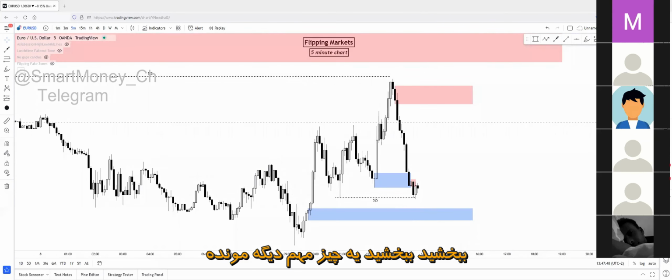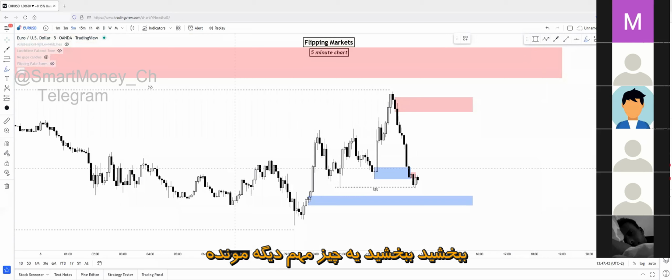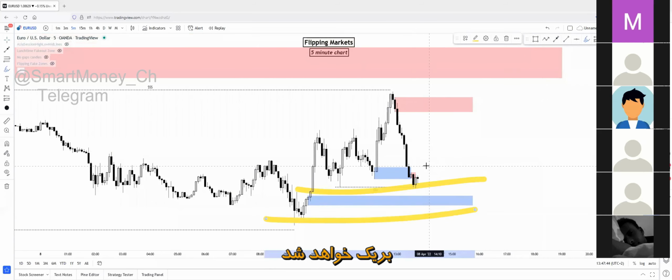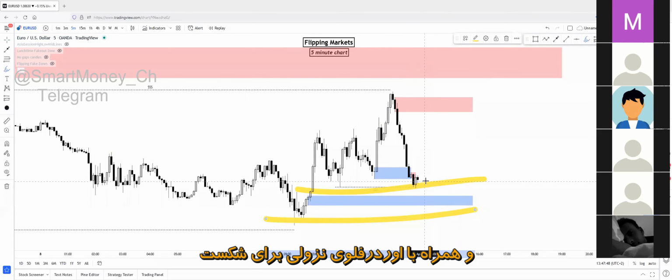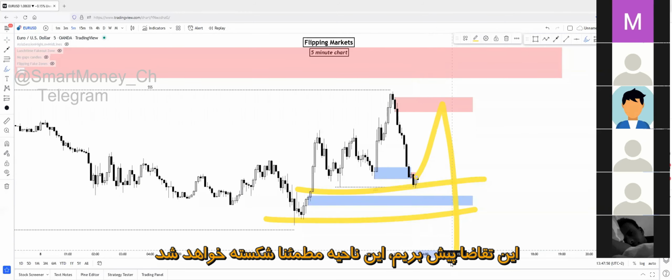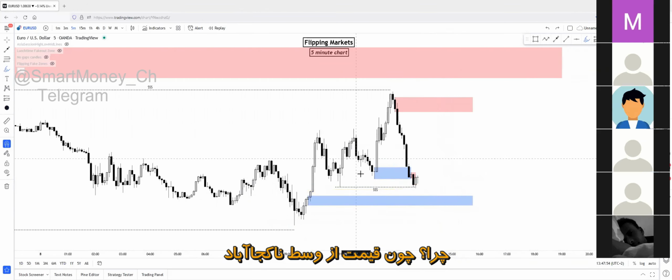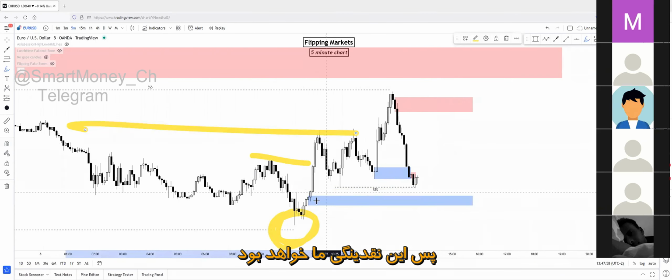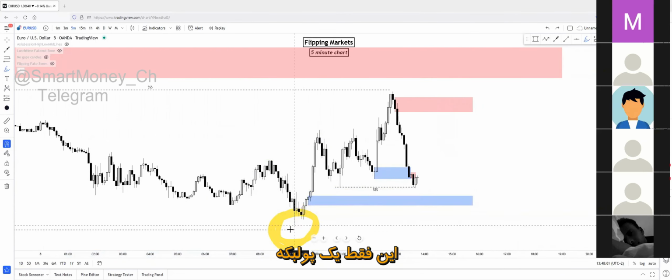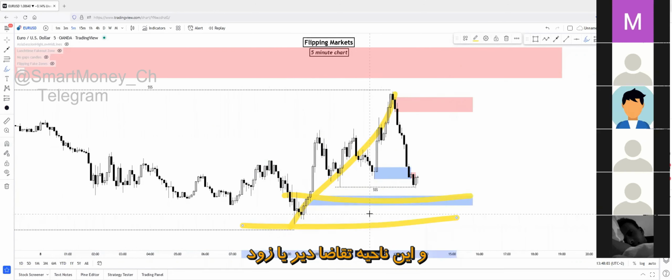And sorry, one more important thing. This zone, this demand level will be broken for sure. We just have to find a good opportunity and ride the order flow to break this zone. This zone will be broken for sure. Why? Because price is reversed in the middle of nowhere, and it has changed character in the middle of nowhere. So this will be our liquidity. This is just a pullback, and this demand zone will be broken for sure sooner or later.